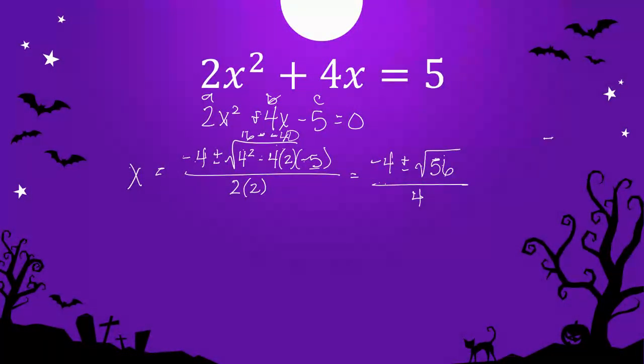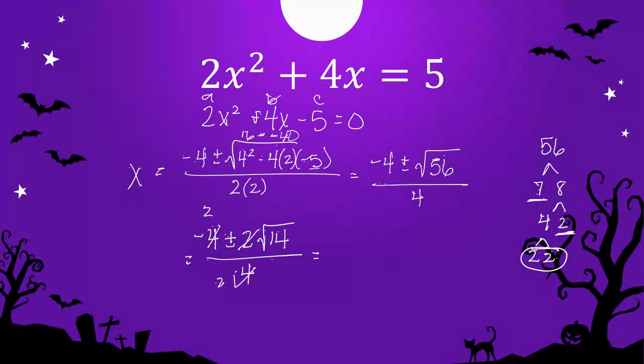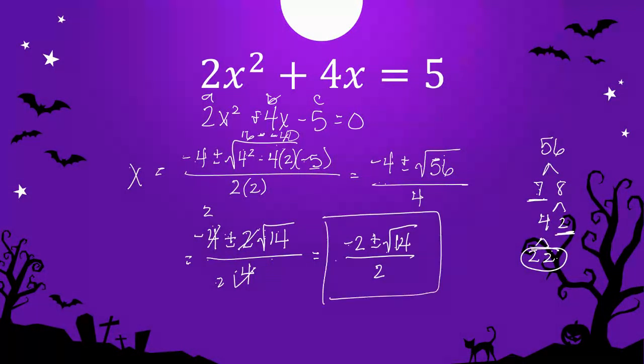That's all over 4. Now 56 I know is divisible by some stuff. So 56 is 7 times 8. 8 is 4 times 2. 4 is 2 times 2. And I have a pair. So I'm going to simplify this farther. I'm going to call this 2 times the square root of 14 all over 4. And then I'm going to divide a 2 out of each of these. So I'm going to have -2 plus or minus the square root of 14 over 2. That is my final simplified answer.